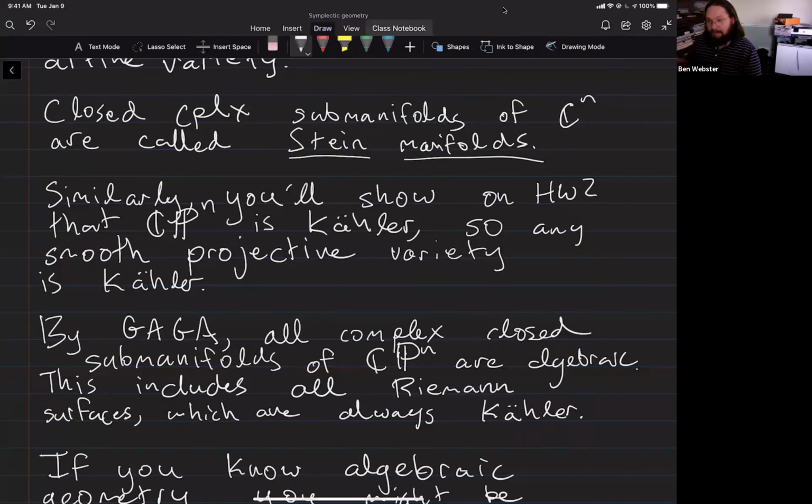Any closed complex submanifold of CP^n is actually a projective variety. It's defined by polynomials. For example, that includes all Riemann surfaces, and those are always Kähler. You might think there should be weird analytic subvarieties of CP^n, but some sort of magic forces that to not happen. It's actually not a very hard theorem, but maybe I won't get into it. You have to know a little bit about algebraic geometry to understand it.